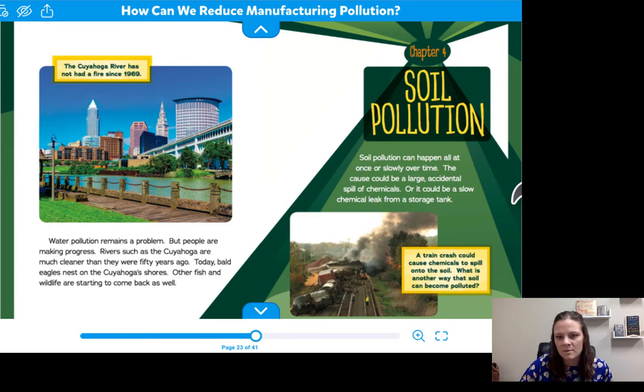Chapter 4, Soil Pollution. Soil pollution can happen all at once or slowly over time. The cause could be a large accidental spill of chemicals, or it could be a slow chemical leak from a storage tank. A train crash could cause chemicals to spill onto the soil. What is another way that soil can become polluted? Let's think about that. So, what is another way that soil can become polluted?